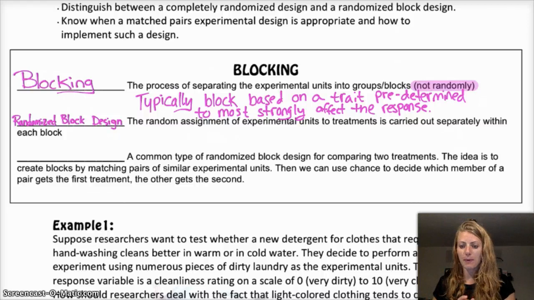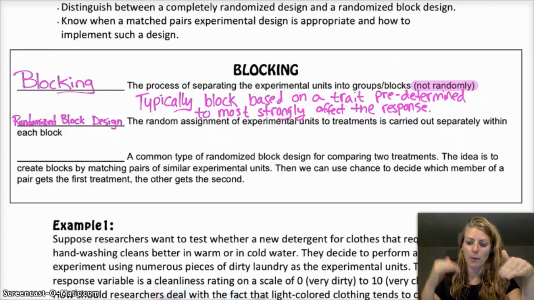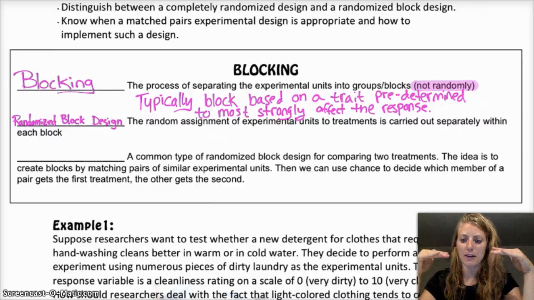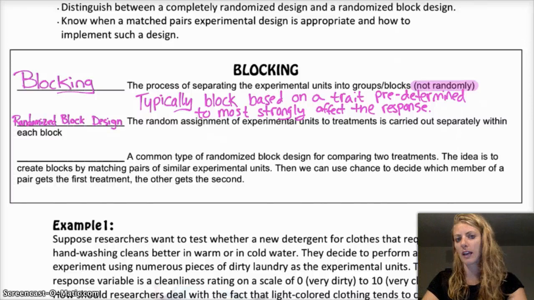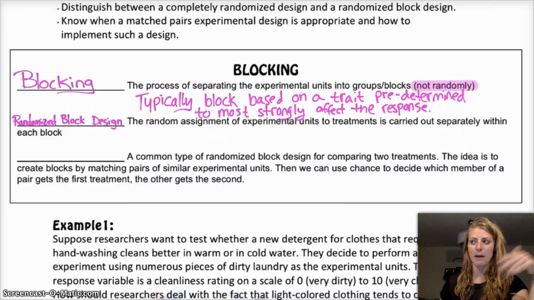Maybe we're testing a new medication on the market and we think it's going to affect men differently than women. So we would separate the experiment into two separate experiments. We do placebo and treatment for the women, a completely randomized design within the women's group, and then do the same thing for the men's group. Then you compare results within each group: with the women, you compare their results, and with the men, you compare their results. But you don't compare the men to the women, because you think they're going to respond differently anyway, so there's no reason to compare the men to the women's results.